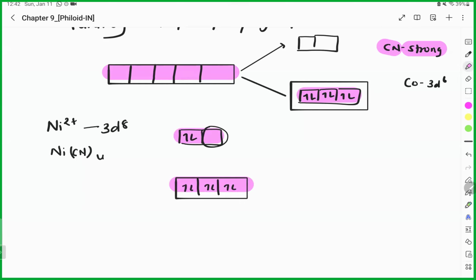Understood? Any doubt? Everybody understood? Let me know.